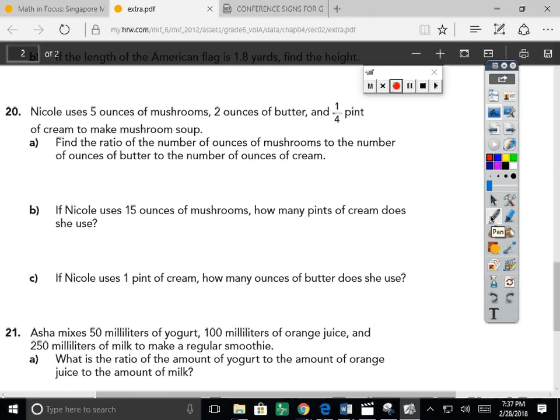All right, number 20. Nicole uses 5 ounces of mushrooms, 2 ounces of butter, and 1/4 a pint of cream to make mushroom soup. Easy for me to say. I haven't eaten dinner yet today.